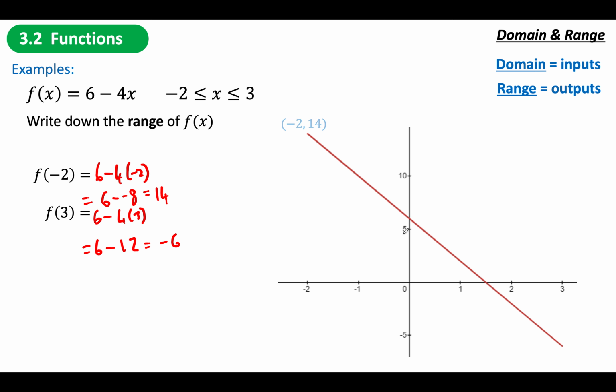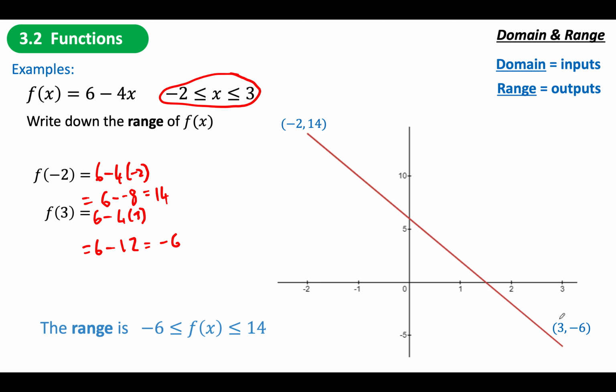All right, in fact, let's put those coordinates in. Negative 2, 14, because we put in negative 2, we got out 14. The coordinate down here is 3, negative 6, because we put in 3, we got out negative 6. And you can see between our two values, because we've got our limits here, we've got our domain, the input values, we can see the output values go between 14 at the highest, negative 6 at the lowest. So my range is f of x is between negative 6 and 14. It's got limits either side.